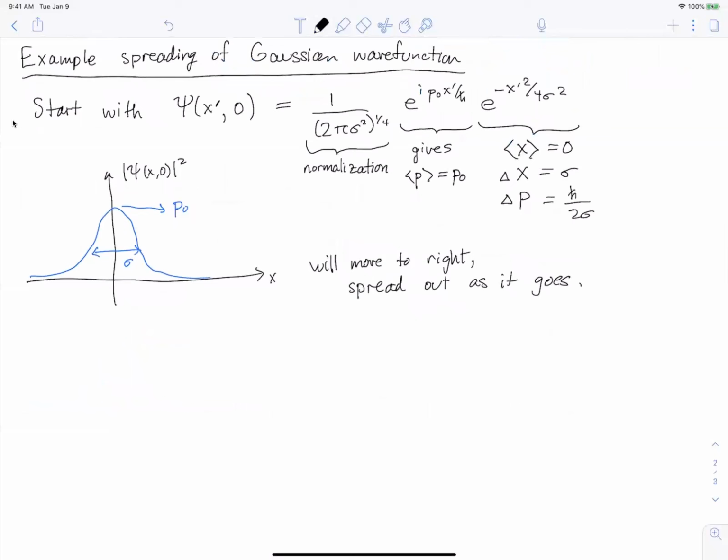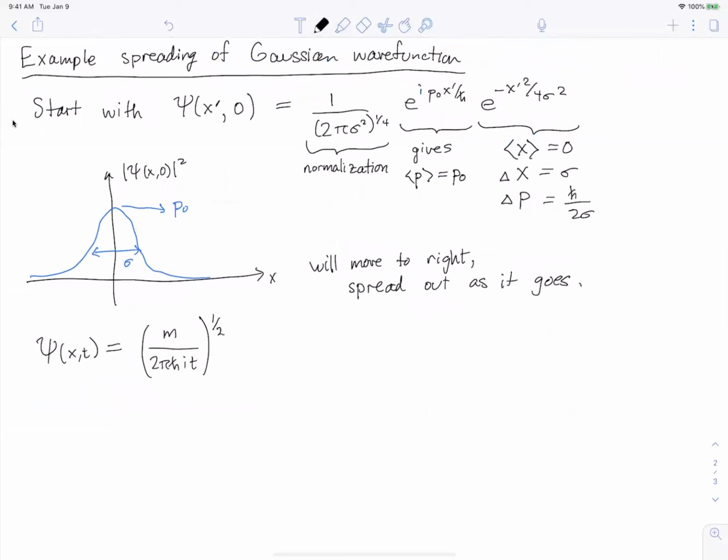So basically, we just need to plug this into our formula. Psi of x and t is going to be equal to, so first of all, there was a factor of m over 2 pi h bar i t to the 1/2.